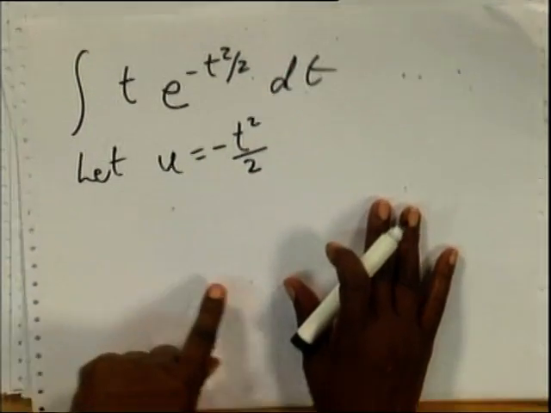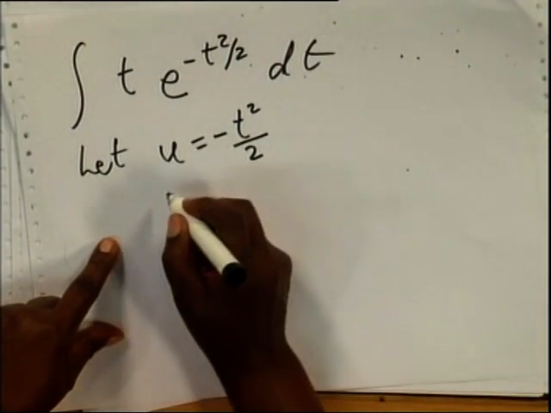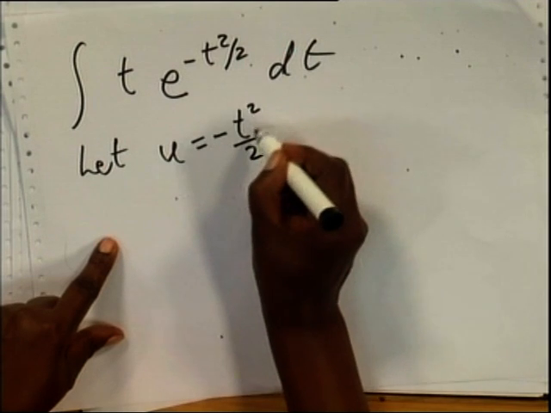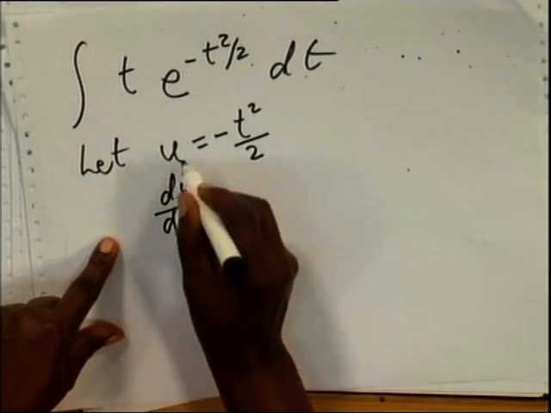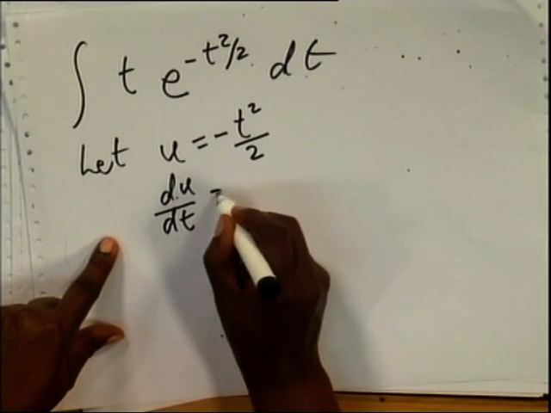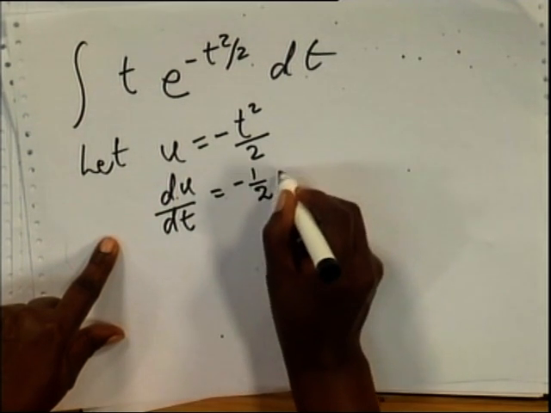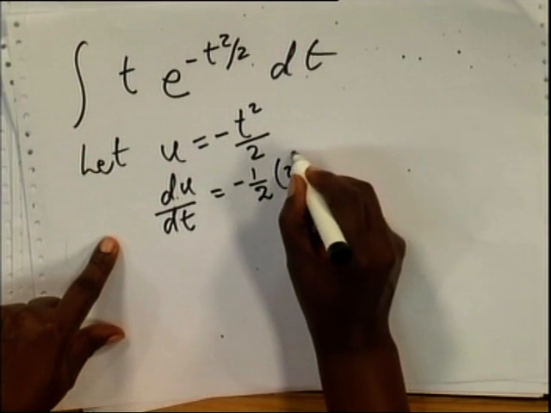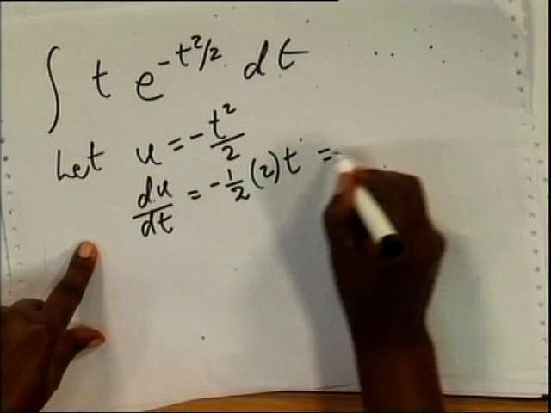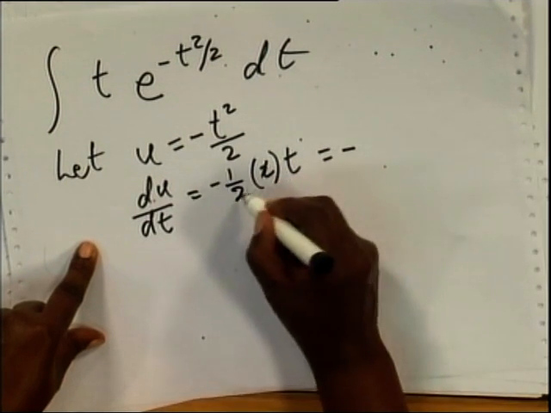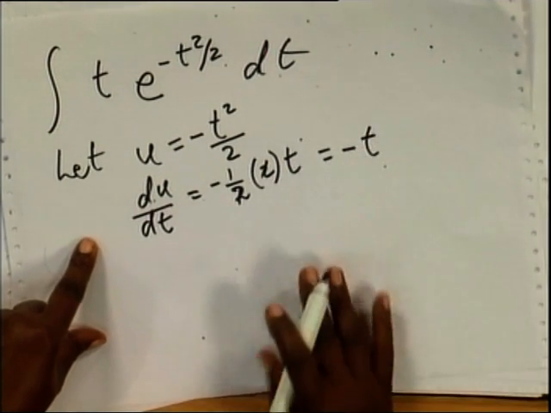That's my u. Now if I take the derivative of u with respect to t, now my t, I have to use t now, not x anymore. So I'm going to say du dt. I'm taking the derivative of u with respect to t. This one is going to be minus a half times 2, power rule, t to the power 1. So which gives me minus, this 2 cancels with this one, I end up with minus t.